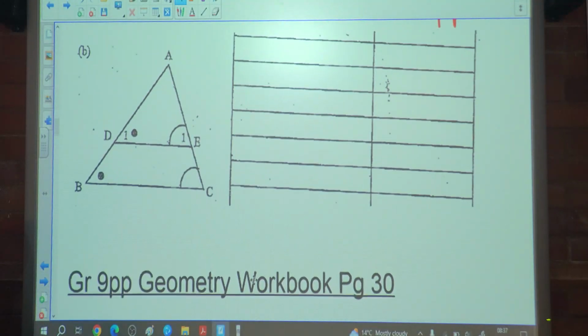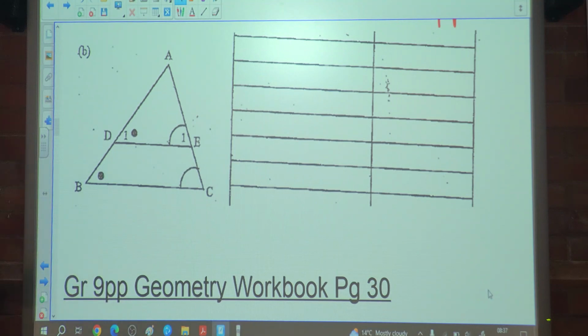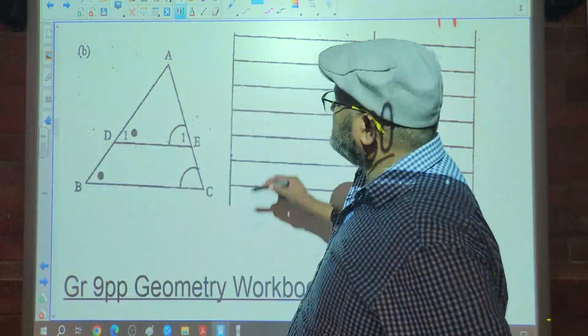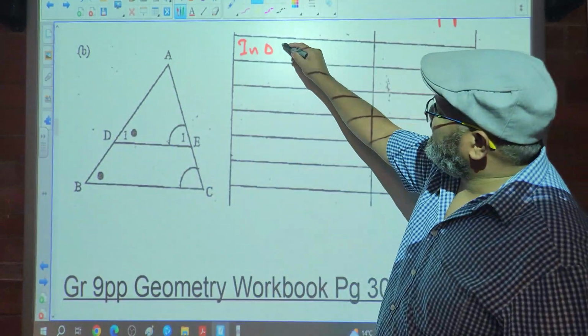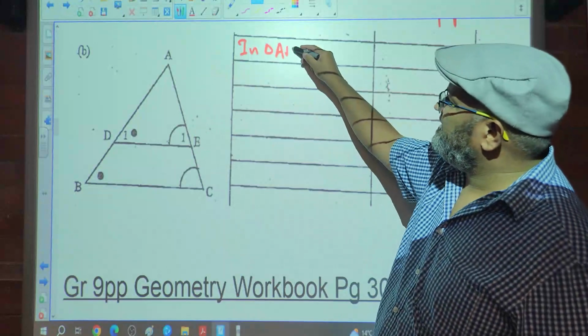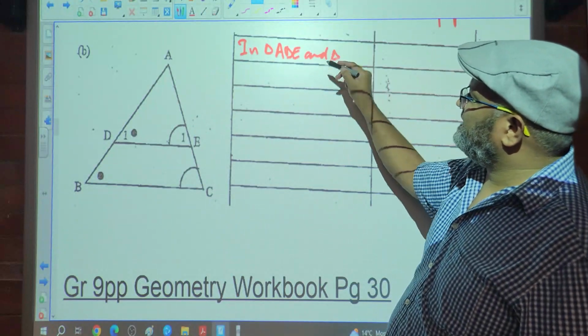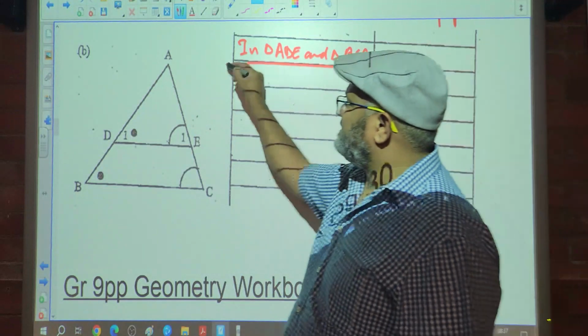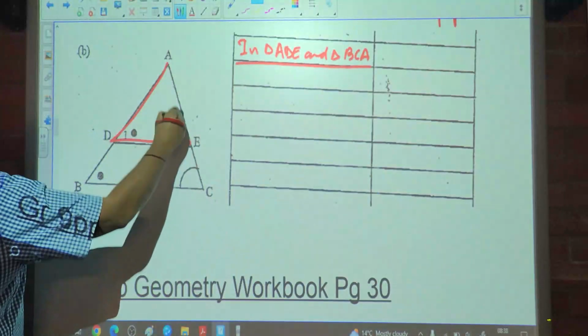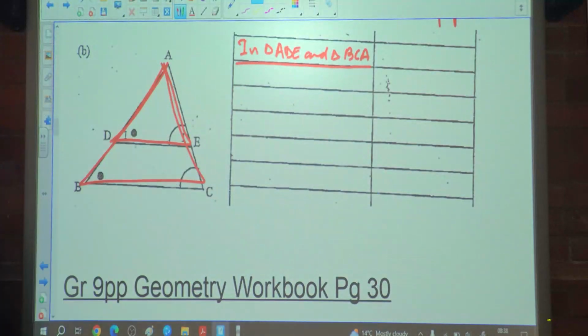Let's look at B. What do we notice here? Which way are we going to go? We're going to prove equiangular, or we're going to prove that the sides are in proportion? Equiangular. So we've got the angles marked here already, not so? So I say in triangle, what would the order be? A, D, E, and triangle B, C, A. You all agree with that? So that's the one triangle, and there's the other triangle. Alright, so where do we start? We're going to prove that three angles are equal here.